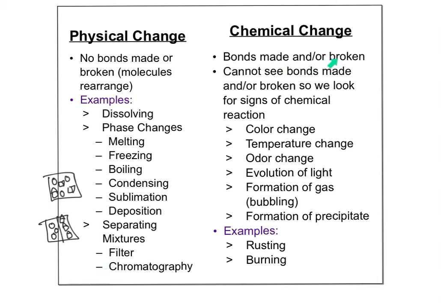A chemical change, bonds are made and or broken. A lot of times it's both. You break bonds and you make bonds. We cannot see bonds being made or broken in a chemical lab, so we look for the 6 signs of a chemical reaction to see if this happens. So color change, temperature change, odor change, evolution of light, formation of a gas, which is bubbling, and then formation of a precipitate. So I mix 2 solutions, and then we get cloudiness or chunks. That's a precipitate. So again, if I see these things happening in lab, that is a sign that we made or broke bonds. Some examples, rusting is a chemical change, burning, and of course there's tons and tons of examples, but just wanted some common ones.